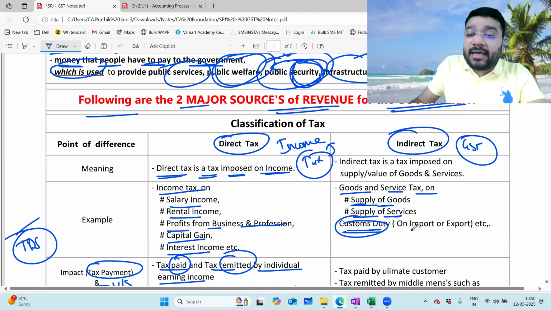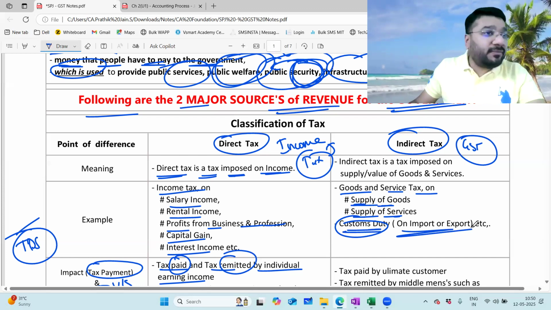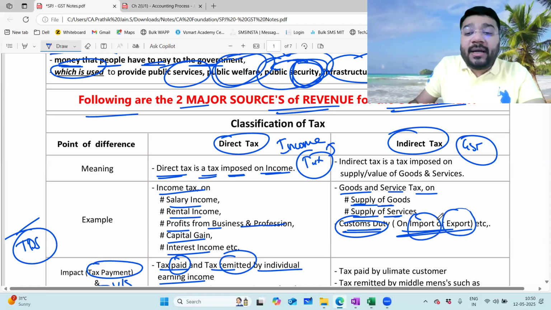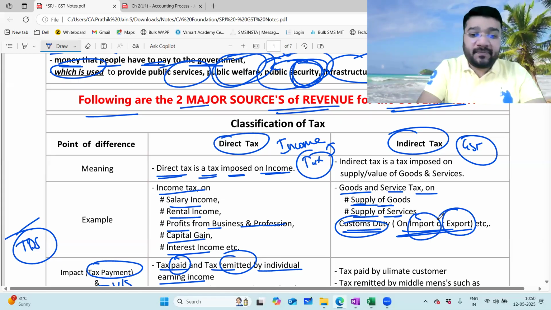Now, customs duty is not there in your syllabus for CA Foundation level. So this is not going to be my point of discussion. So customs duty is on the import and export of goods and services.